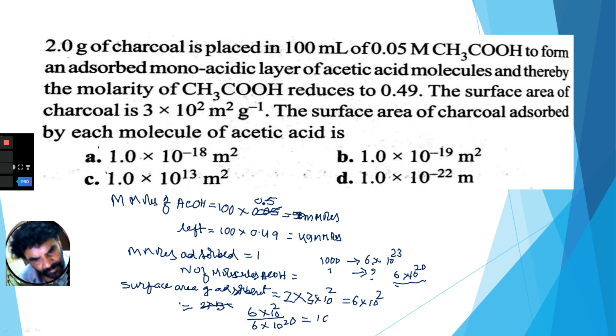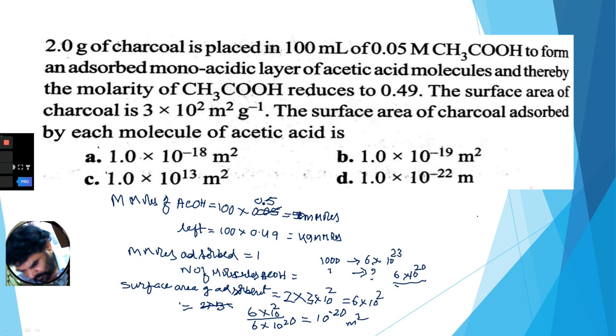Simplification, that is 10 to the power of minus 20, that is meter square. So that is 6 into 10 to the power of 20. Surface area of the charcoal, this is the area covered by each molecule, with 6 into 10 to the power of 20 molecules. That is 2 into 6. Your answer is 10 to the power of minus 18.